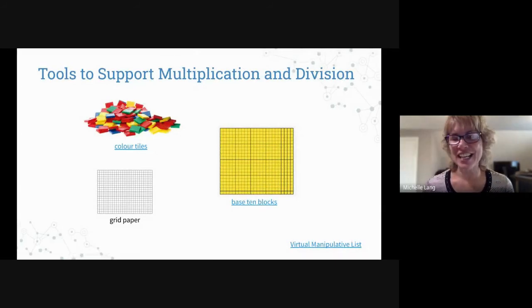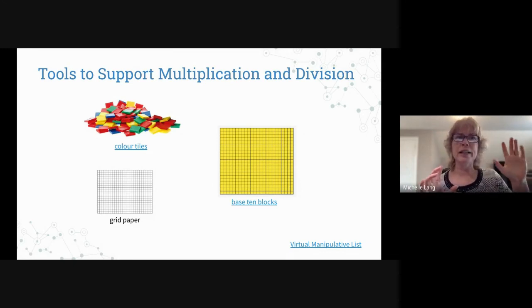So the last slide here before we finish is just reinforcing some of the tools to support multiplication and division, because we do want it to be visual. So color tiles are a nice concrete or virtual visual. Base 10 blocks. The website that's linked there is actually quite nice, because you can build arrays, where with some of the other virtual base 10 blocks you can't rotate. So this one actually allows you to build it, and you can change the color of the different blocks, which is kind of nice. And then just having some grid paper. There's a link to the whole virtual manipulative list as well that has all kinds of manipulatives that you may choose to use for this and other topics.